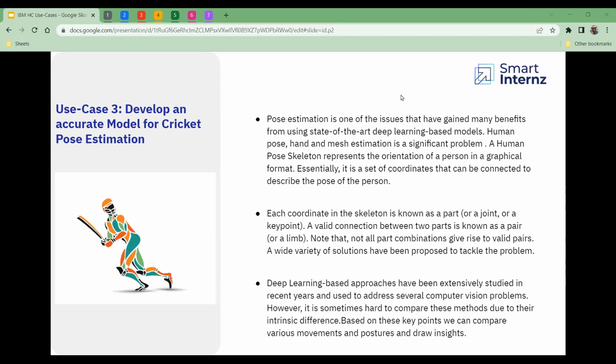Pose estimation is already there in several sports and several things, but if it comes to cricket, it will change the way everybody sees cricket and plays cricket. Because they can't play everything in a continuous, frequent manner, they have to change, they have to adapt. So that's the best thing we can create by using pose estimation.